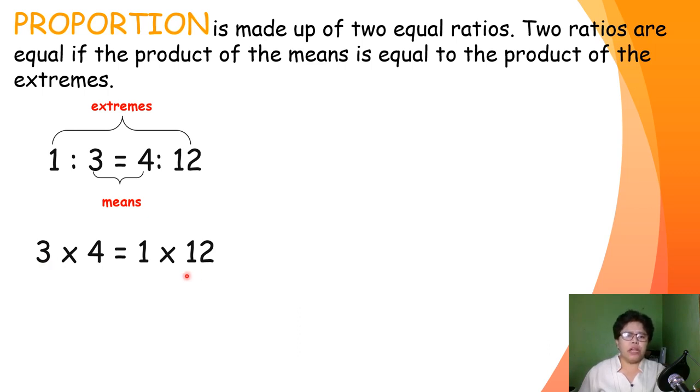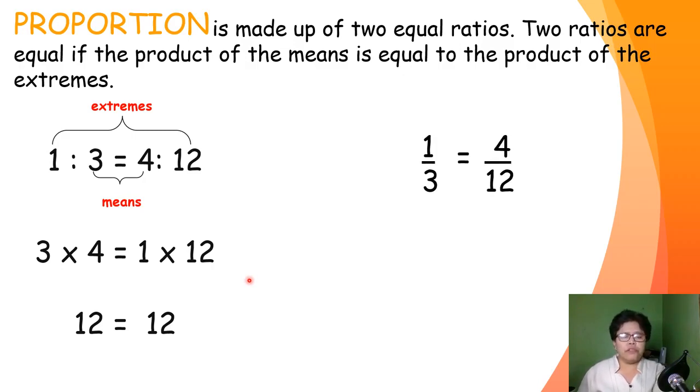So, i-equate mo na lang kasi sabi naman equal eh. So, when you equate that one, check natin. 3 times 4, is it equal to 1 times 12? Yes, kasi 3 times 4 is 12. 1 times 12 is 12. So, you have 12 is equal to 12. So, this proportion is a true proportion.